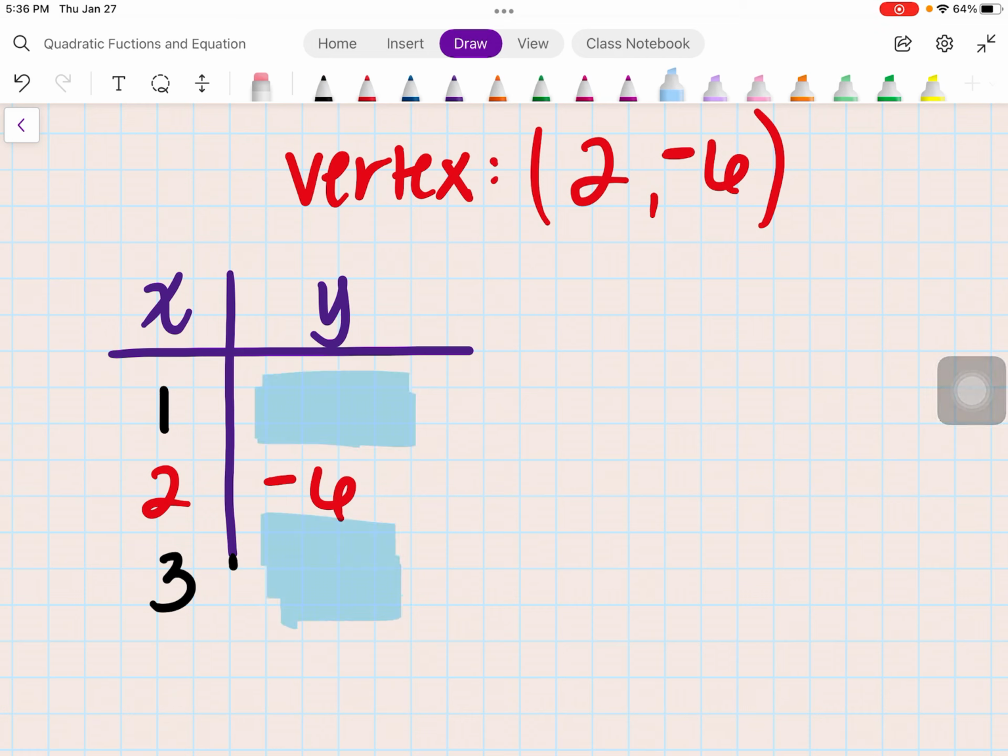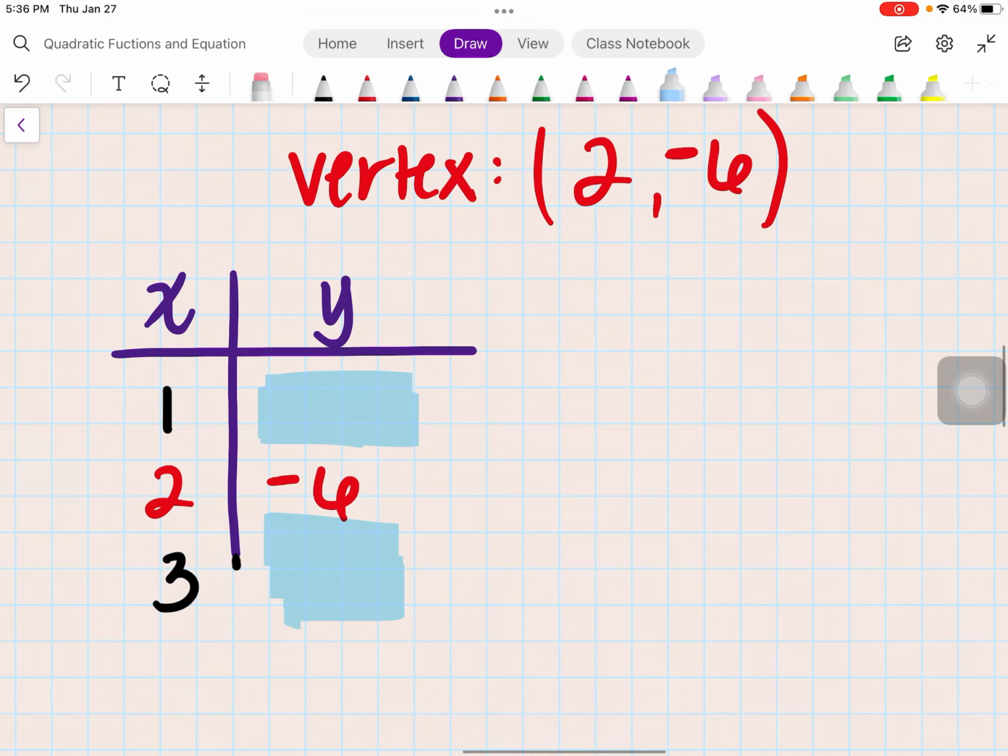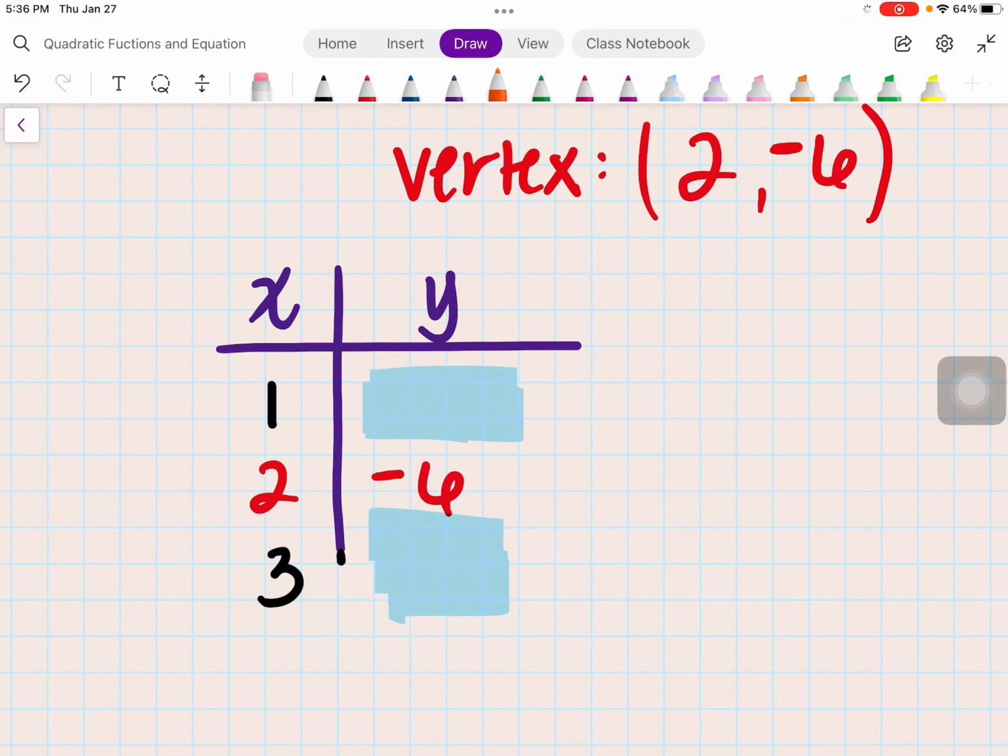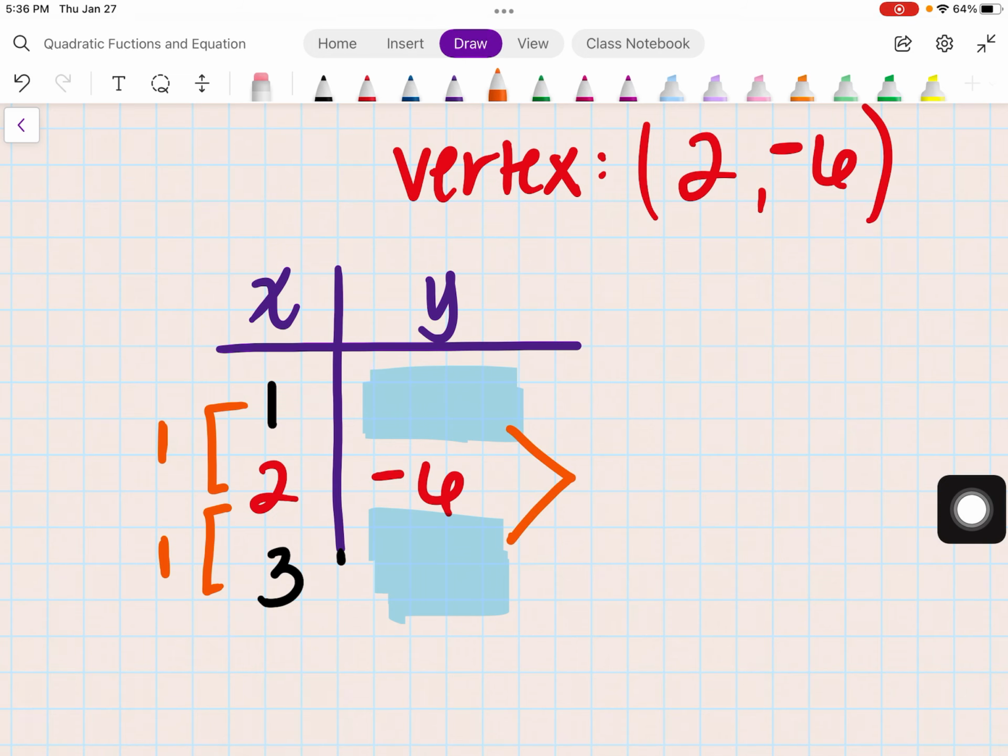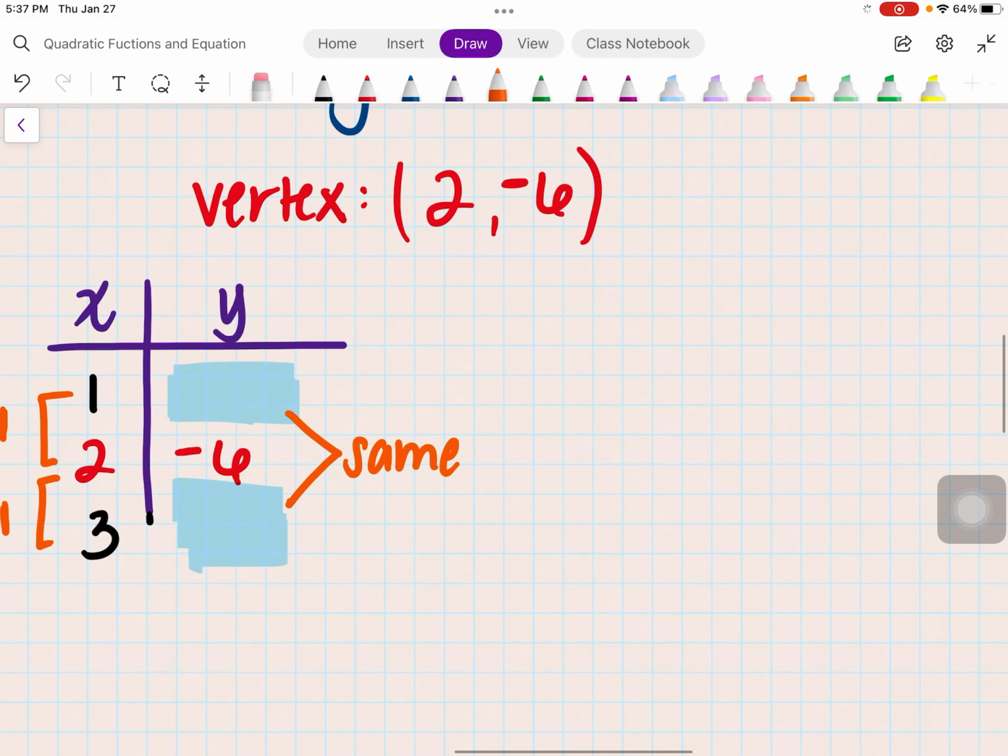Now, in order for us to find y, we do have to do substitution. But going back to being the same distance, once again, the distance between 1 and 2 is 1, and the distance between 2 and 3 is also 1. So because both of these numbers, the 1 and the 3, are the same distance away from the vertex, their y value is going to be the same. And we're going to go ahead and prove that right now.